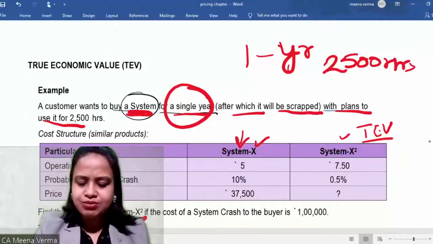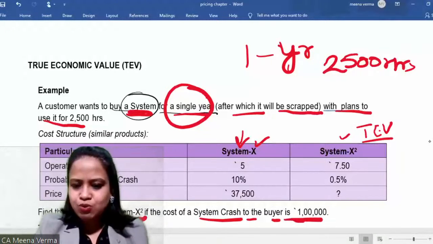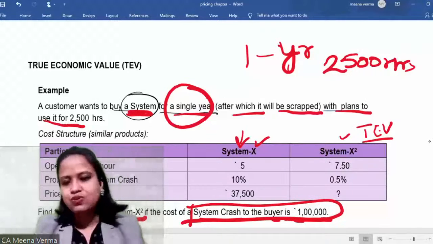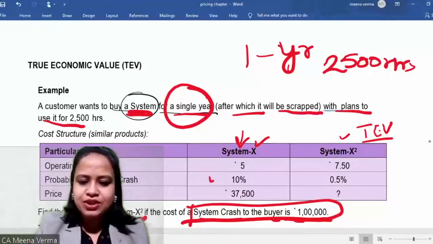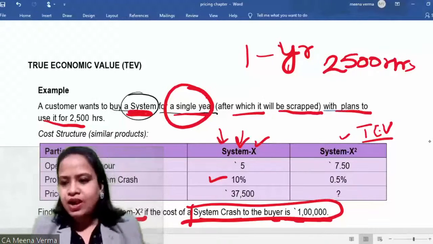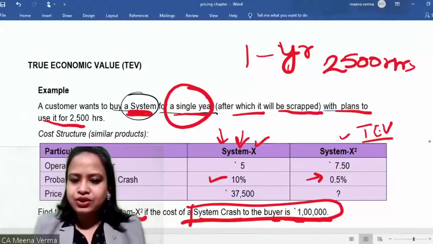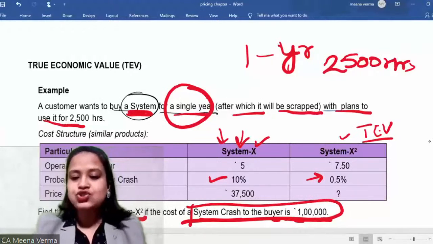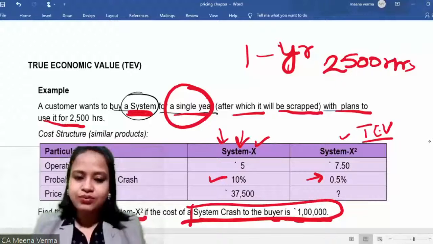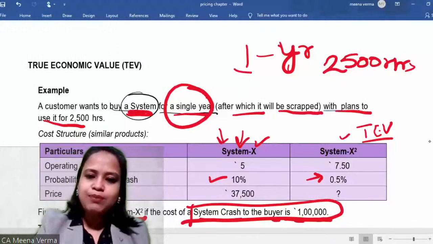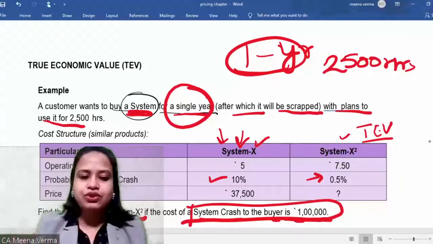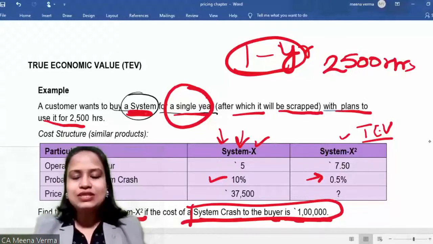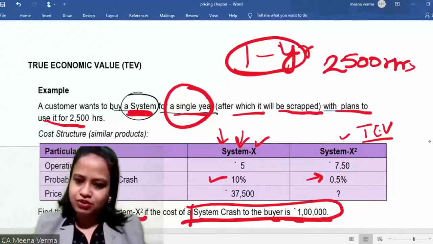If the cost of a system crash to the buyer is rupees 1 lakh, and the probability of a system crash is 10% for a similar product. However, they are giving you a benefit: the probability of the system to crash is just 0.5%. So it's a benefit, right? Generally, the system which you are buying has a 10% probability of crashing, but in your product, the probability of the system to crash is just 0.5%.